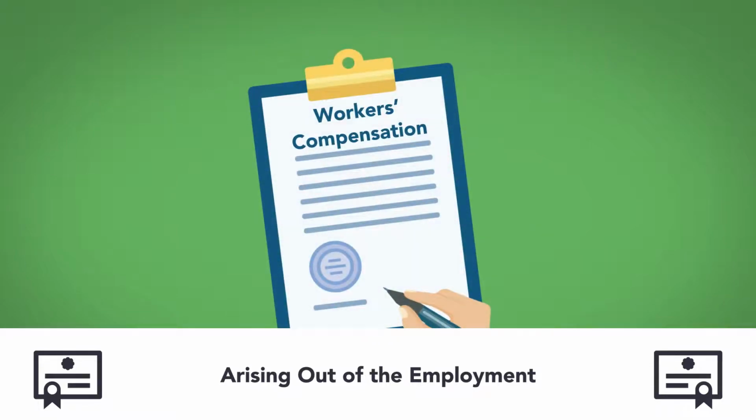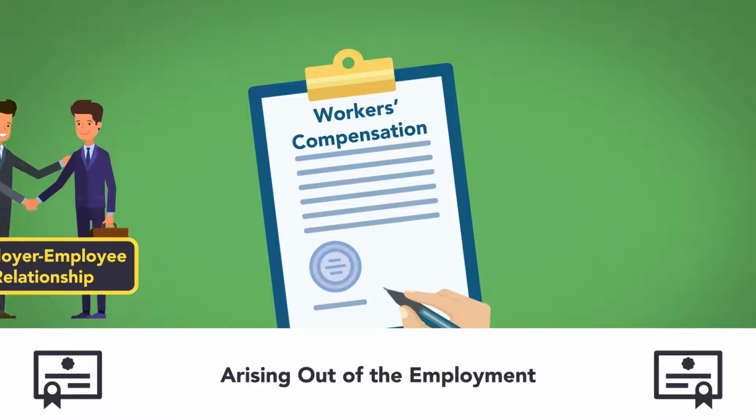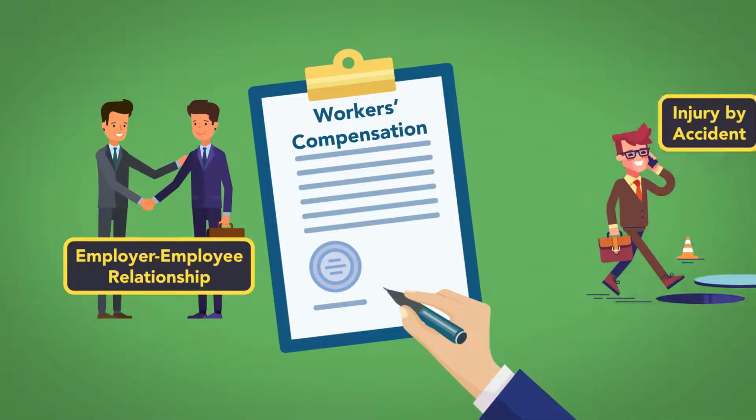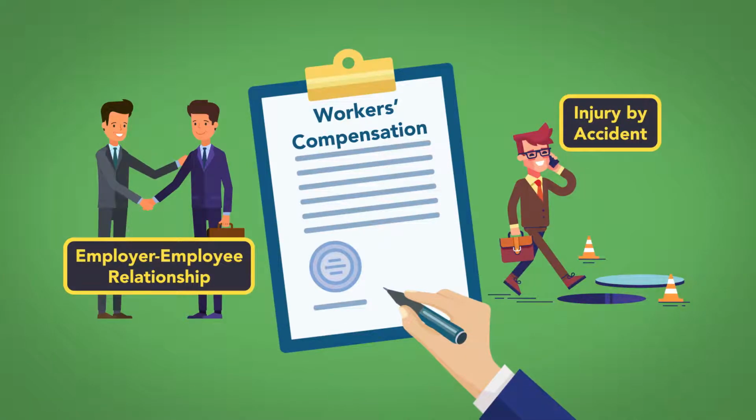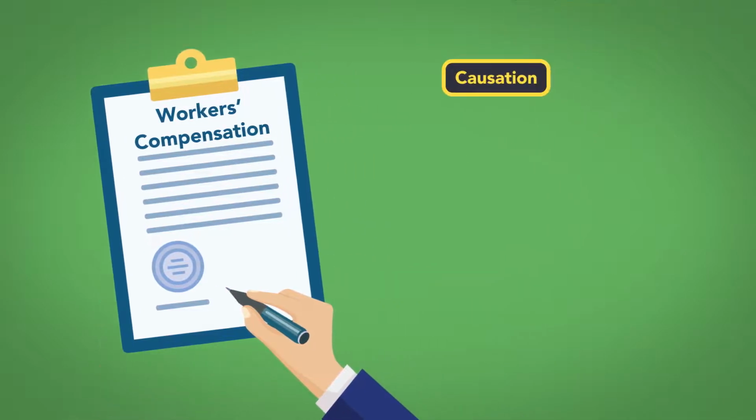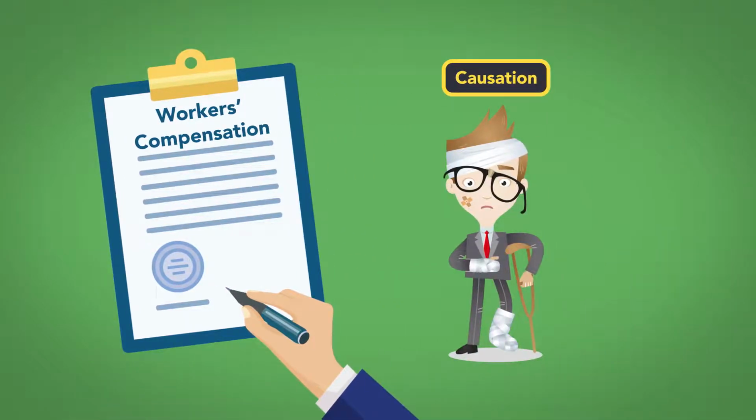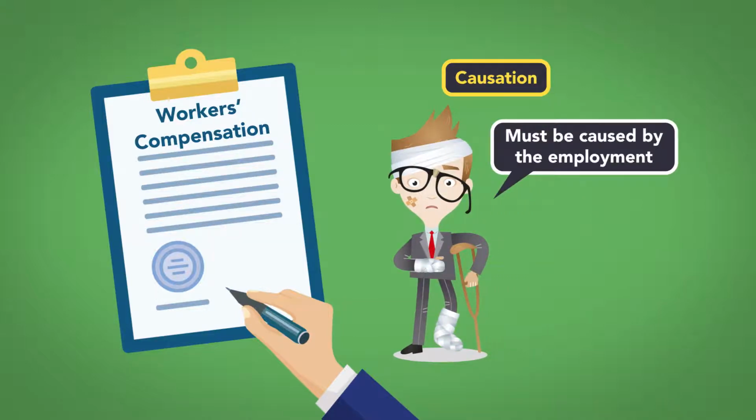Part 1 discussed the first two elements of a workers' compensation claim, the employer-employee relationship and injury by accident. This module will discuss the third element, causation. For workers' compensation law to apply, an on-the-job injury must be caused by the employment.